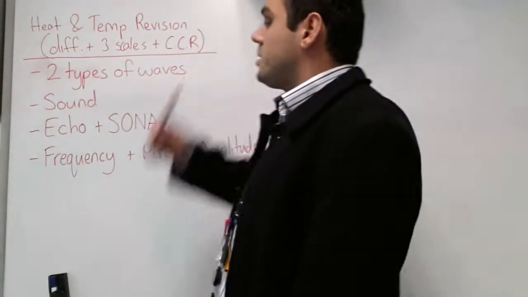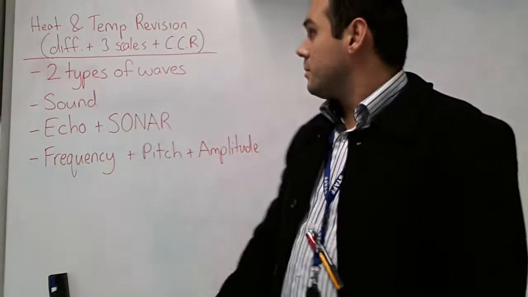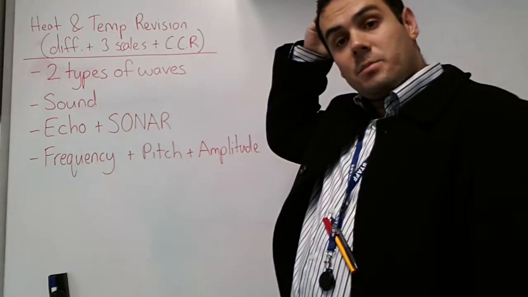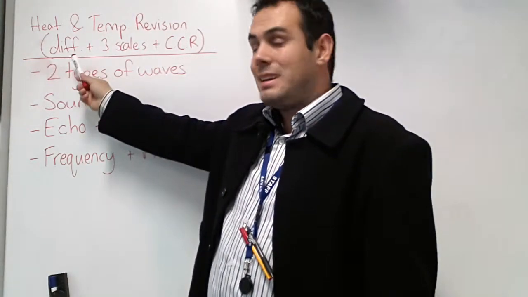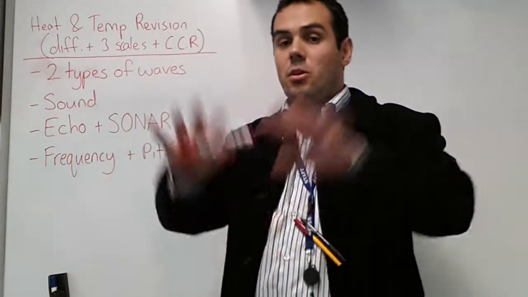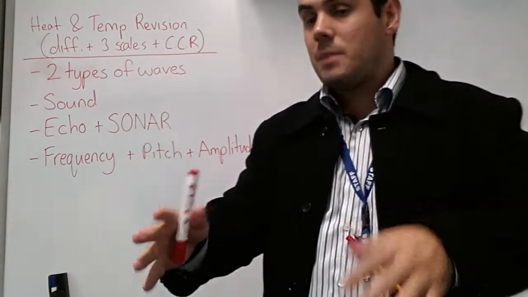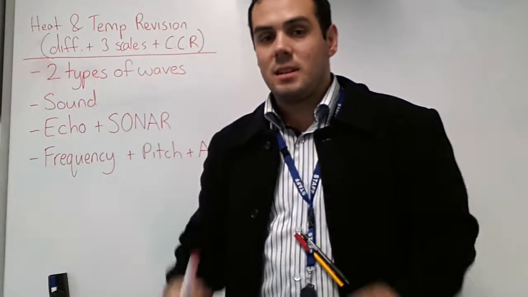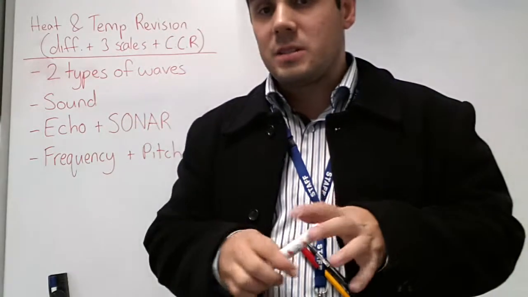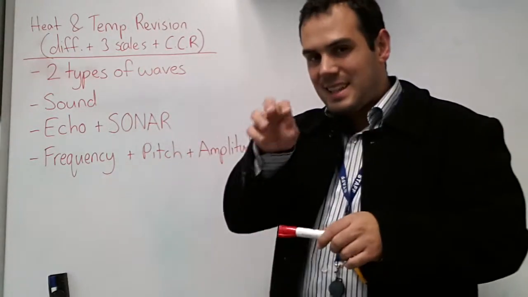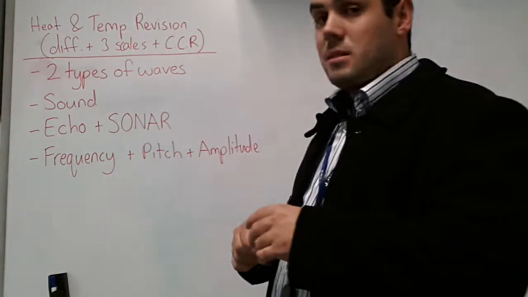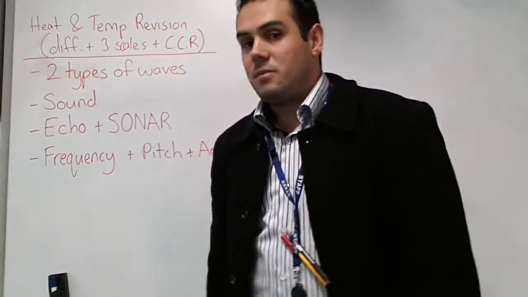Okay, just a quick revision of last lesson. We spoke about heat and temperature, and the difference between them. We said that heat is the overall energy given to a substance, and temperature is the local energy or the local vibrations: how much heat energy is in that section of a substance. That's the temperature. We defined the three scales.